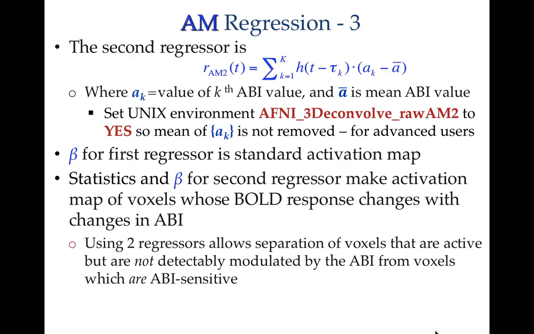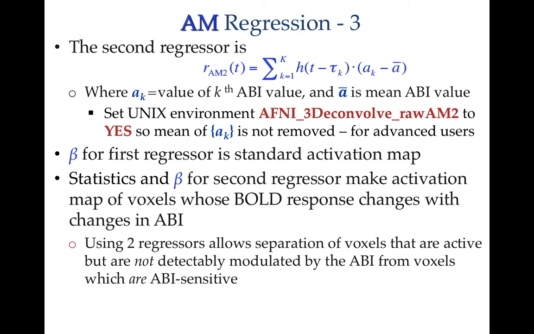The one where we just cross out this a_k minus a bar thing, this is just going to be the regular regressor. If you really want, you can set it so that the mean of the a_k is not removed, but this is for if you know what you're doing. Say you wanted to remove the median or something like that. So the beta for the first regressor is just the standard activation map, what you'd get without even thinking or having heard of AM.